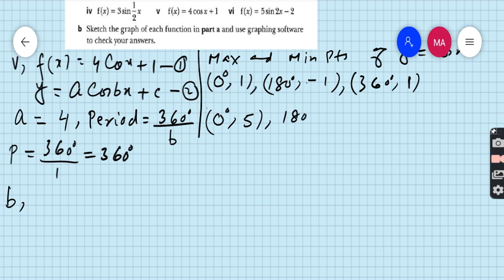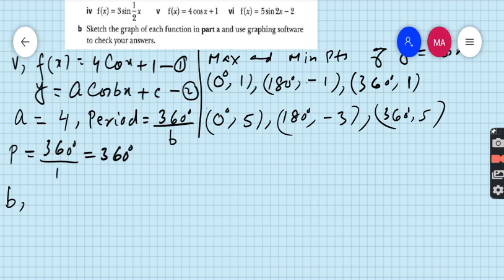And at 180 degree, we have to take 4 into -1 is -4, -4 plus 1 is -3. Sorry, this is very important. And again at 360 degrees cos is 1, and 4 ones are 4, plus 1 is 5. So these are our maximum and minimum points.